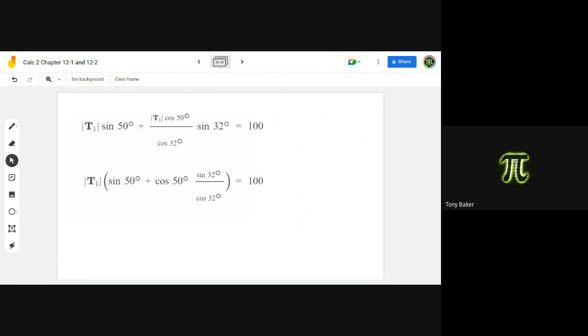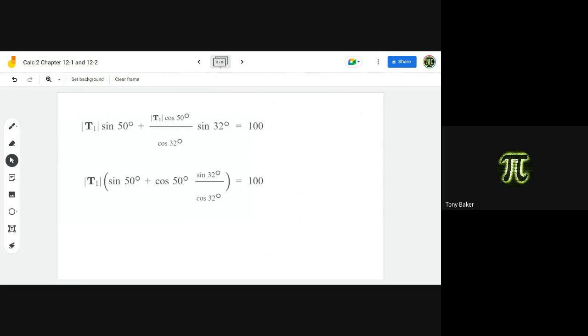And now that they both have T1 in it, I can pull out the T1. Okay. And this, I can calculate, because there's no variables in there anymore. Yes, it's a bunch of trig functions, but there's no variables. So I can literally type that right into a calculator and get the answer.